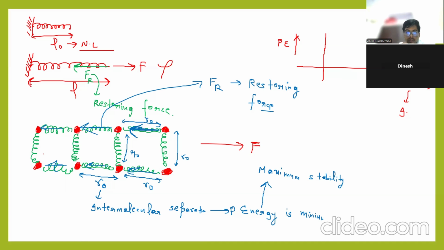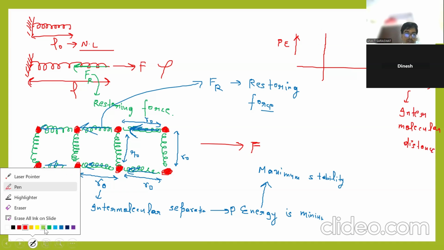Understood? Now the potential energy curve with this R. R means the intermolecular distance. So draw this potential energy curve.